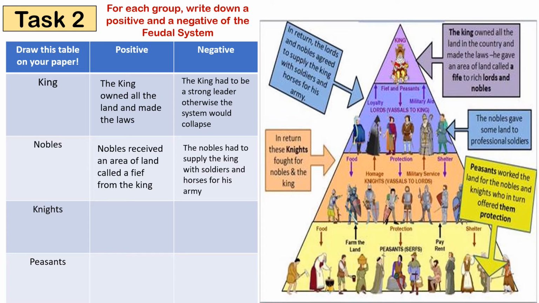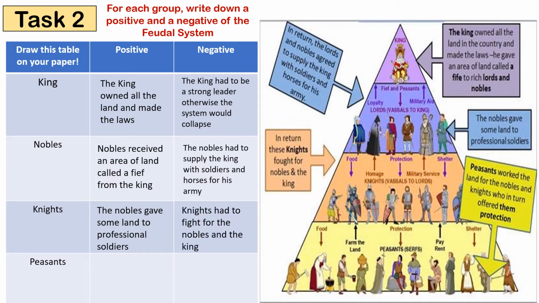For the knights, a good positive is that the nobles gave some land to these professional soldiers. So this is really important, and it shows how the feudal system works. Those nobles had land, they would then give smaller bits of land to the knights in exchange for the service. So a negative of being a knight is that they had to fight for the nobles and the king. Like I said before, they weren't given this land for no reason. They were then expected to go and fight for the nobles and the king.